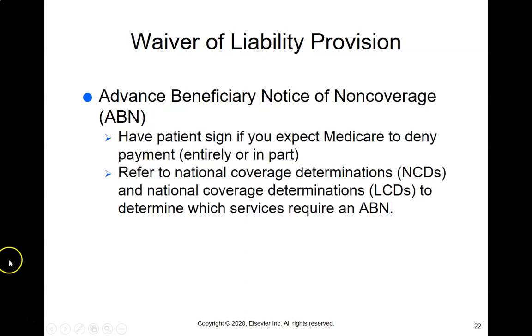Waiver of liability provision. An advance beneficiary notice is a written notice you must issue to a fee-for-service beneficiary before furnishing items or services that are usually covered by Medicare but are not expected to be paid. The ABN allows the beneficiary to make an informed decision about whether to get the item or service that may not be covered and accept financial responsibility if Medicare does not pay.